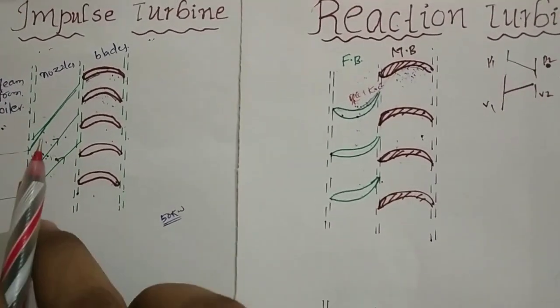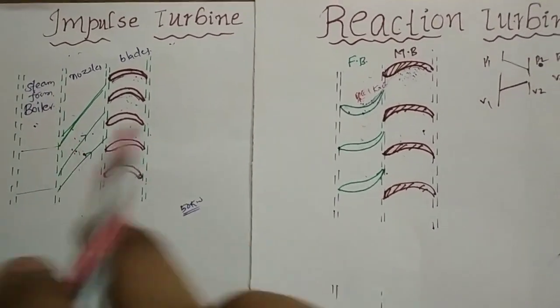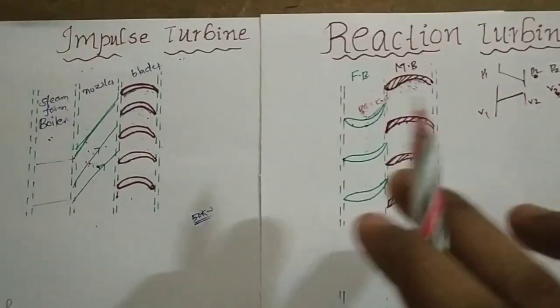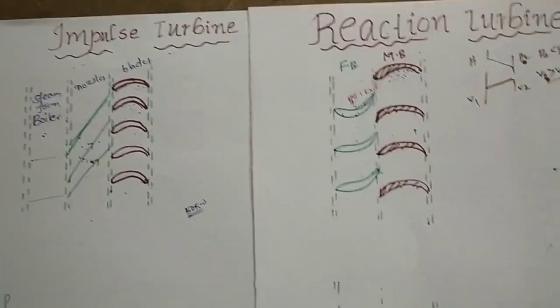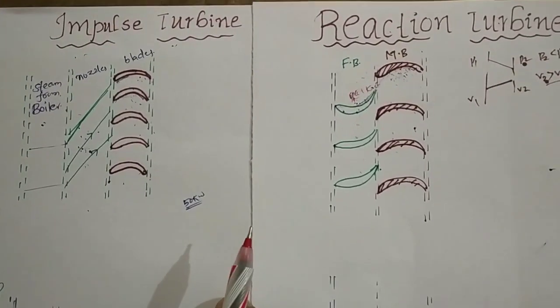And the last one: this is used for smaller power development and this is used for large power development. These are the differences between the impulse turbine and the reaction turbine.